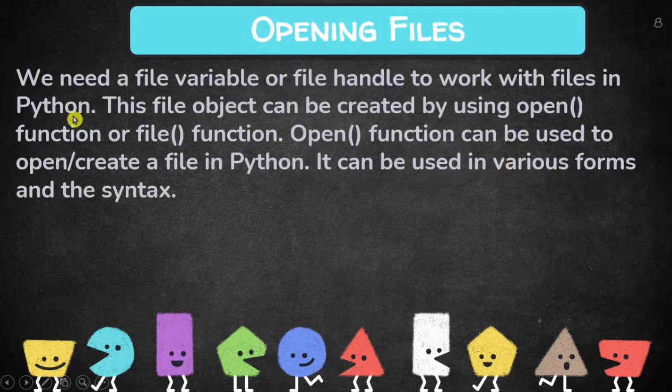Now to open files, we need one file object or file handle, and we can create it by using the open function or file function. Generally we will use the open function. This file handle will either open the file, and if the file is not present, we can create a new file as well with the help of the open function. Okay, so this is the responsibility of the file object.